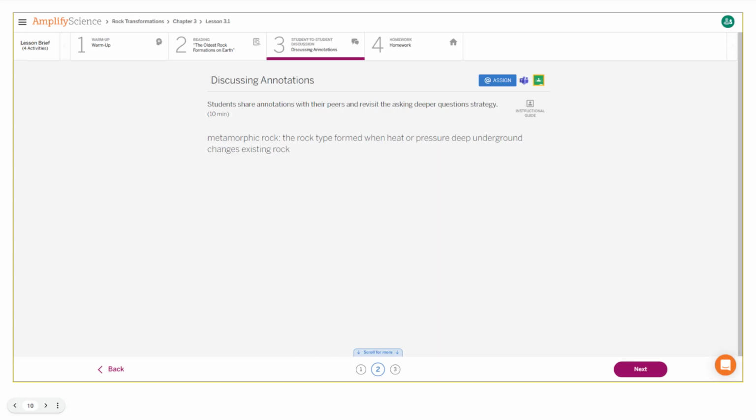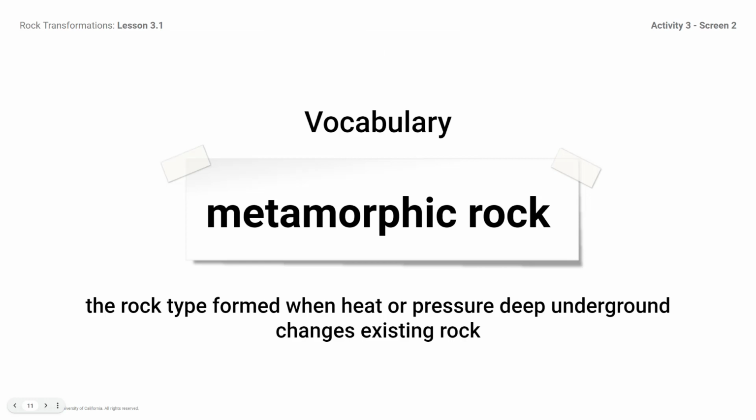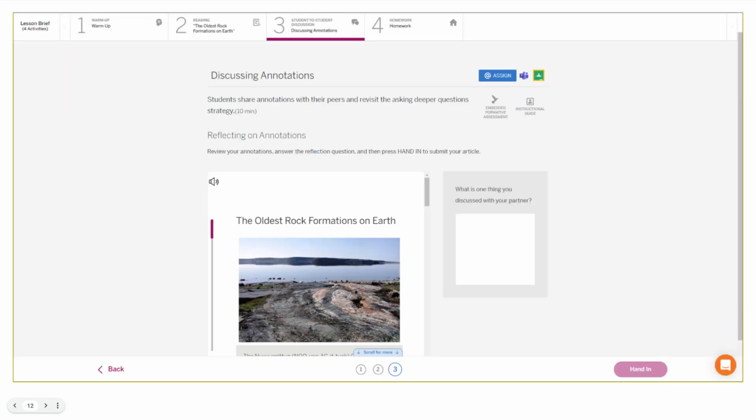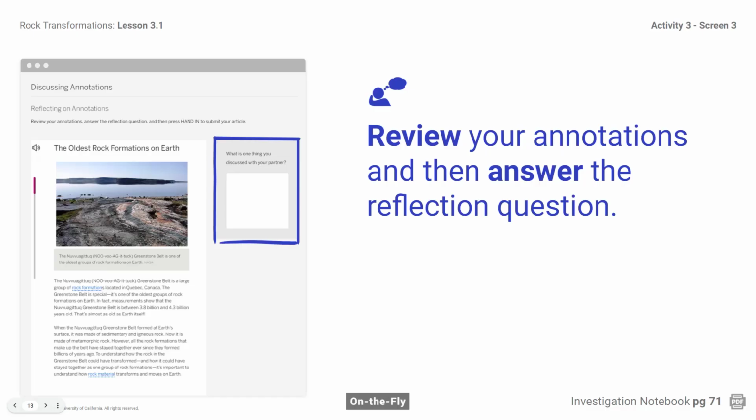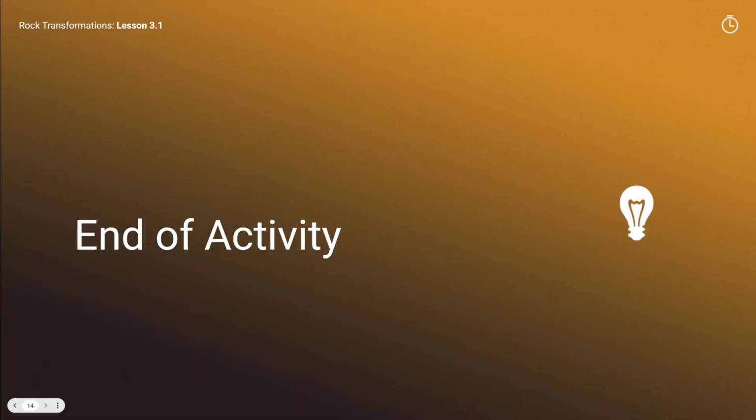Here's what your student screen looks like for this part of the lesson. Vocabulary: metamorphic rock. The rock type formed when heat or pressure deep underground changes existing rock. Here's what your student screen looks like for this part of the lesson. Review your annotations and then answer the reflection question. End of activity. Be sure to complete all your student work in Amplify for this activity before moving on.